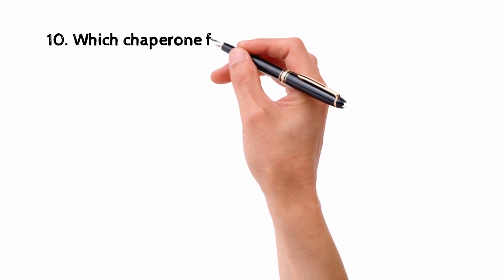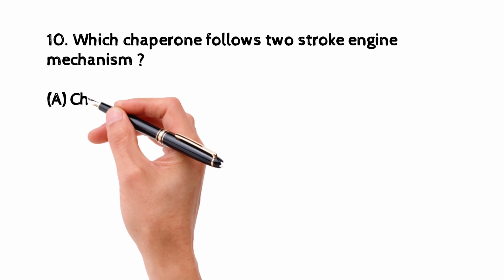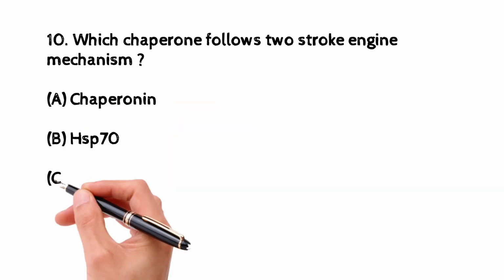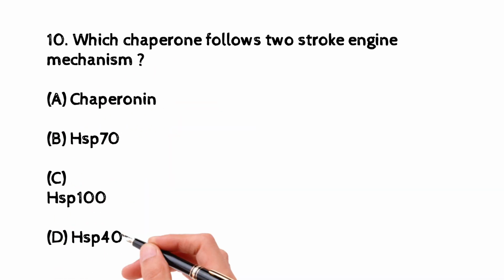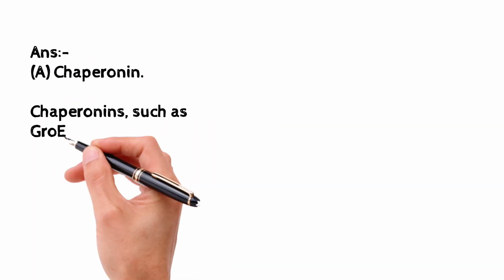Finally, the last question is 10. Which chaperone follows the two-stroke engine mechanism? A. Chaperonin. B. HSP-70. C. HSP-100. D. HSP-40. The correct answer is A.